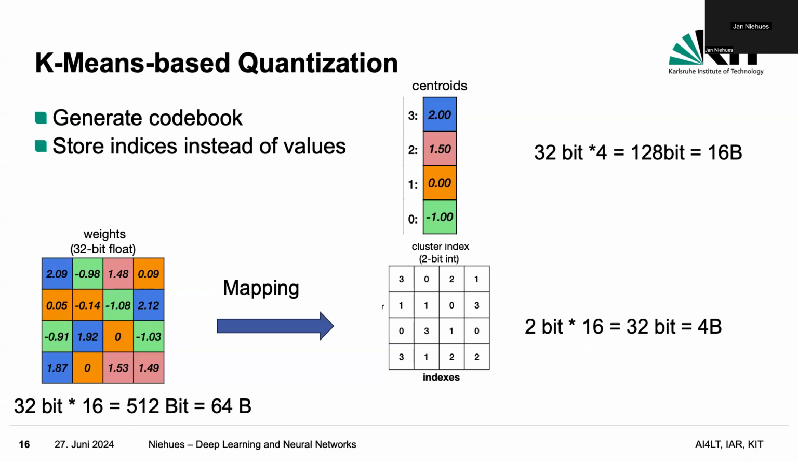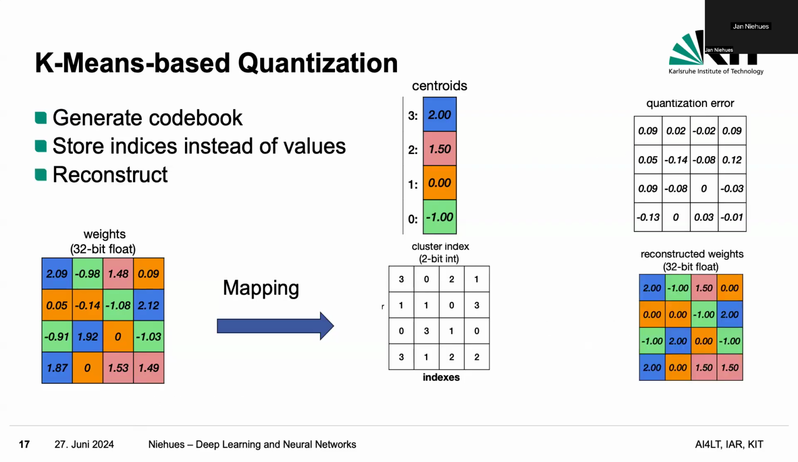On the other hand, of course, there is no free lunch. If we do this, it's nice that you're more efficient, but it comes with a cost, and the cost is that you introduce an error. But you can also evaluate. What you can now do is reconstruct your weights here. Because you don't know anymore if this was 2.09 or 2 or something, you only have your centroid value.